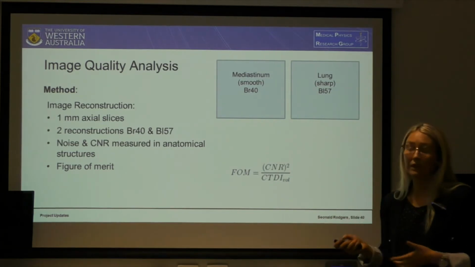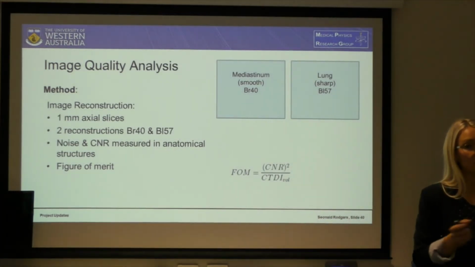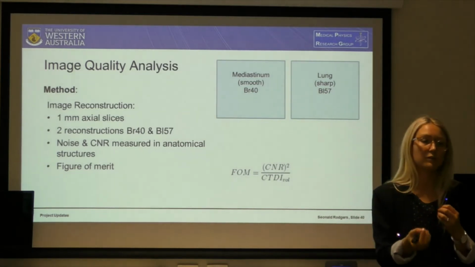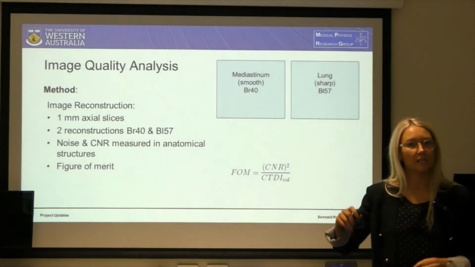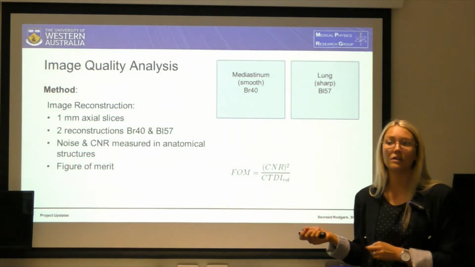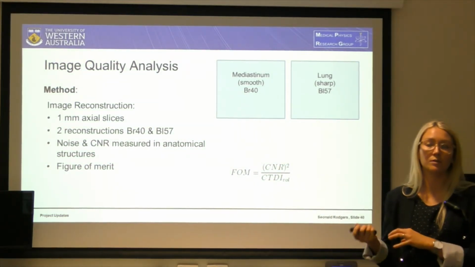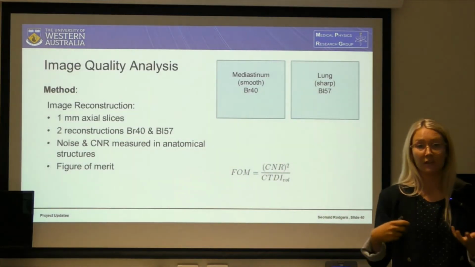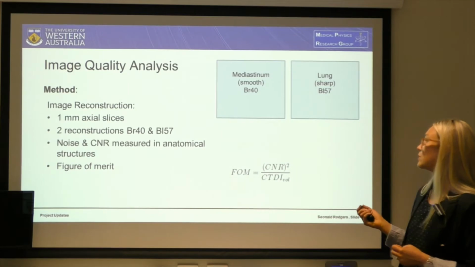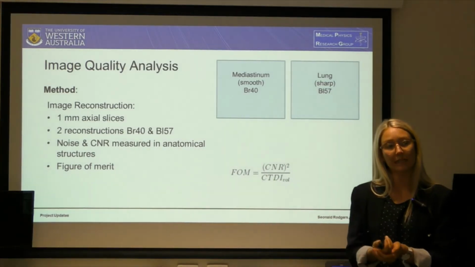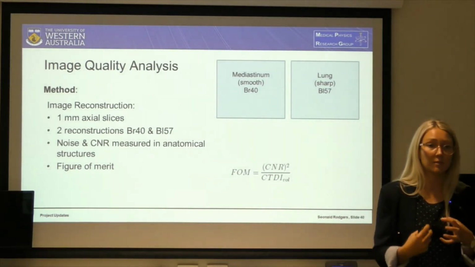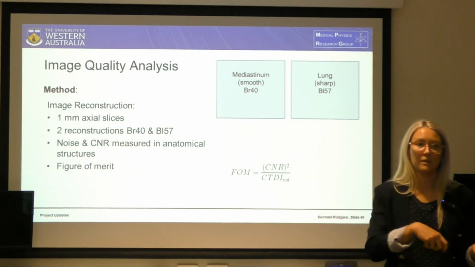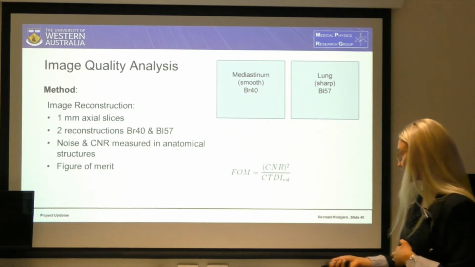The image data was reconstructed in the same way for both the dose matched and the quality matched assessments. The image data was reconstructed in 1 millimetre axial slices in both a soft tissue reconstruction and a lung reconstruction. So a smooth and a sharp, which is what they use clinically. Every chest CT gets reconstructed into the smooth and the sharp. So for the image quality analysis, I assessed the structures in the mediastinum using the soft tissue recon, and similarly for the lung in the lung recon.